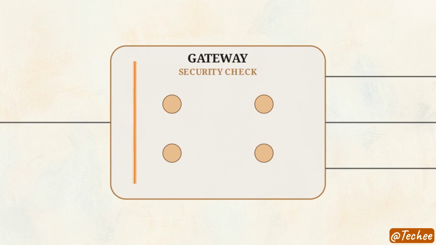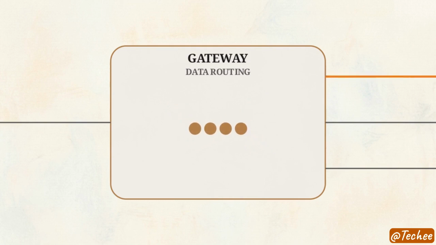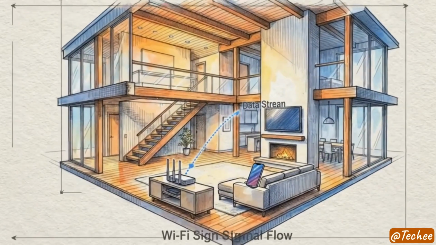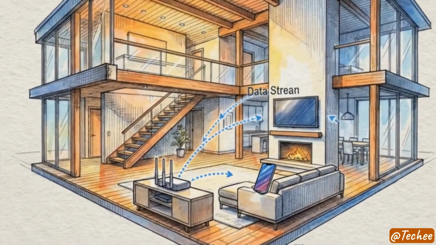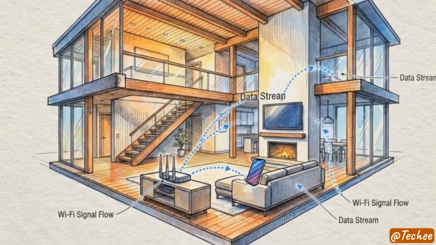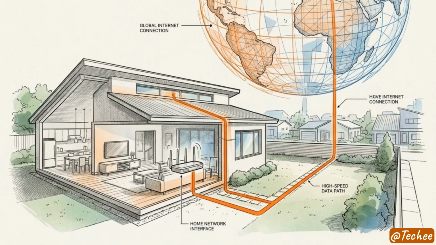While it's translating, the gateway also checks your security clearance to keep out unauthorized traffic. Once the data is cleared and converted, the gateway finds the most efficient route for it to take through the new network. Most home Wi-Fi boxes are actually combination devices. They act as a router to connect your phone to your smart TV and as a gateway to translate all that data so it can talk to the rest of the internet.